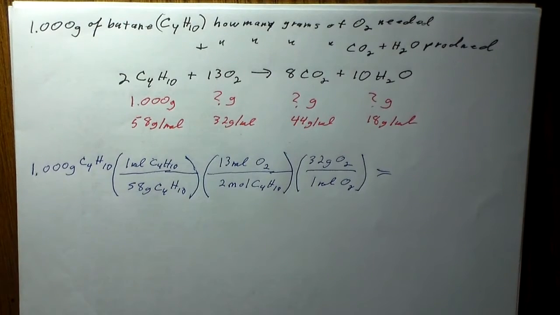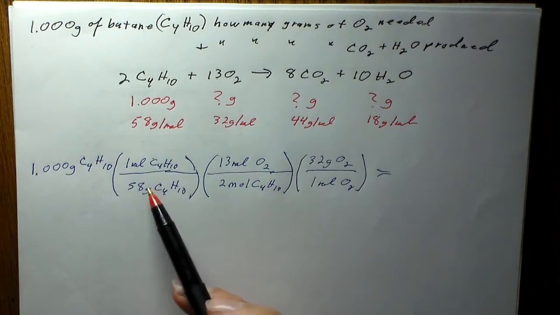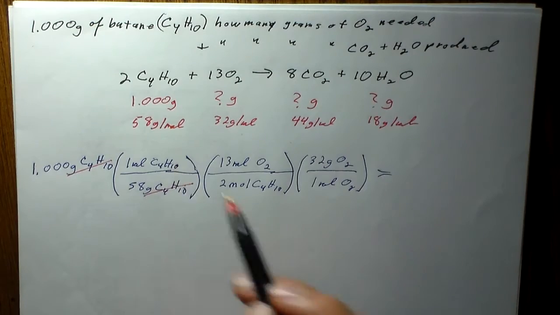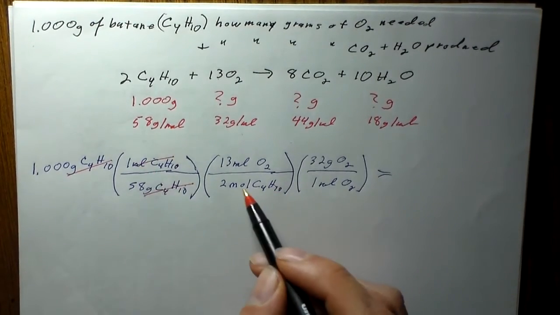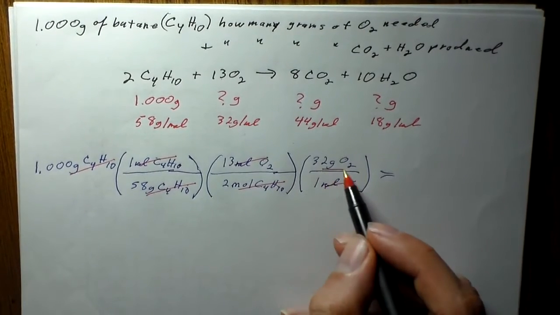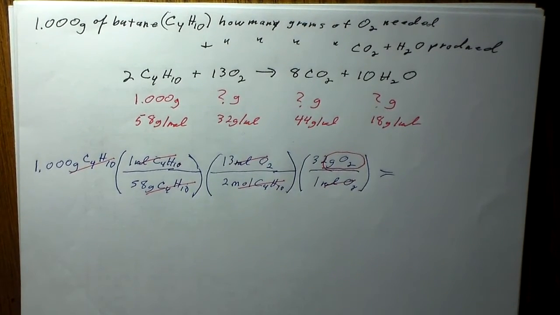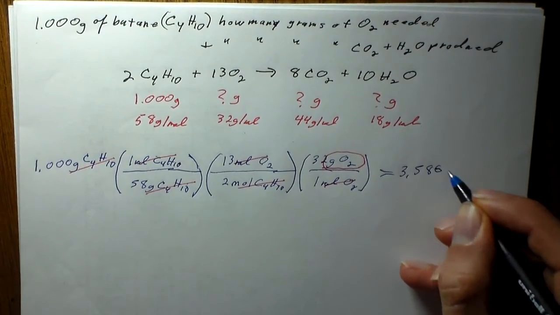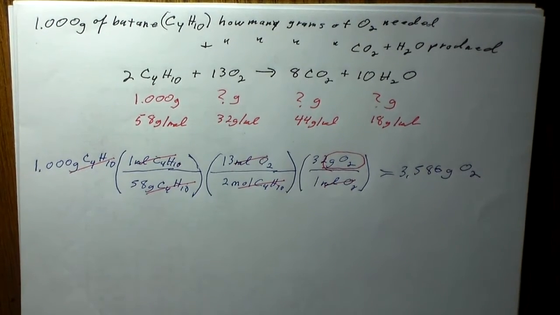And to show why it is so important that we actually write out all of our units here, notice right here I have grams of butane, grams of butane. So these cancel out. I have moles of butane, these cancel out. Moles of oxygen, these cancel out. And I'm left here with grams of oxygen. So if we go through and calculate this, we get 3.586 grams of oxygen. So that's the first one.